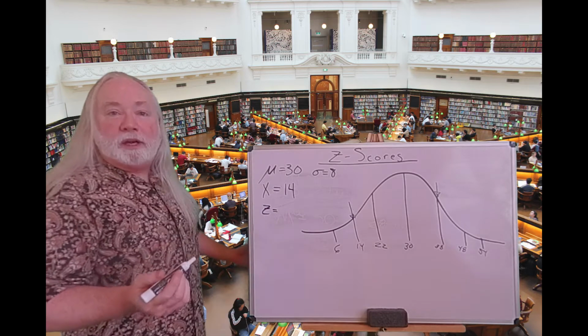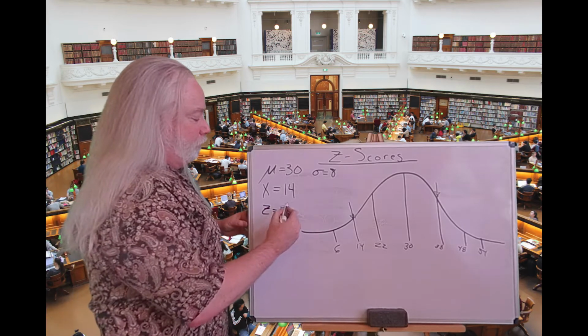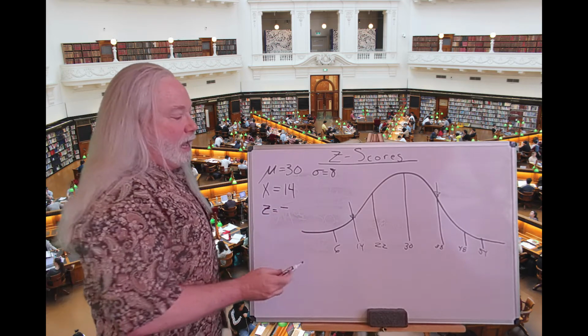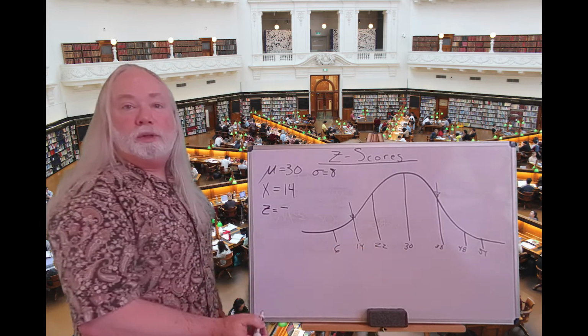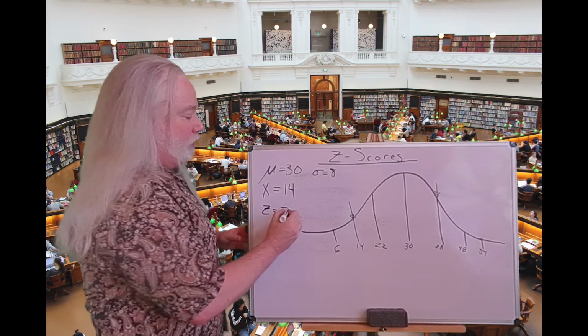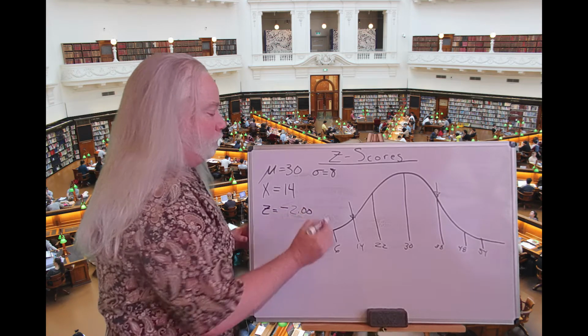So again, above the mean or below the mean? Below the mean, so its address is negative. And how far below the mean? It is exactly 1, 2 standard deviations, exactly. So let's say -2.